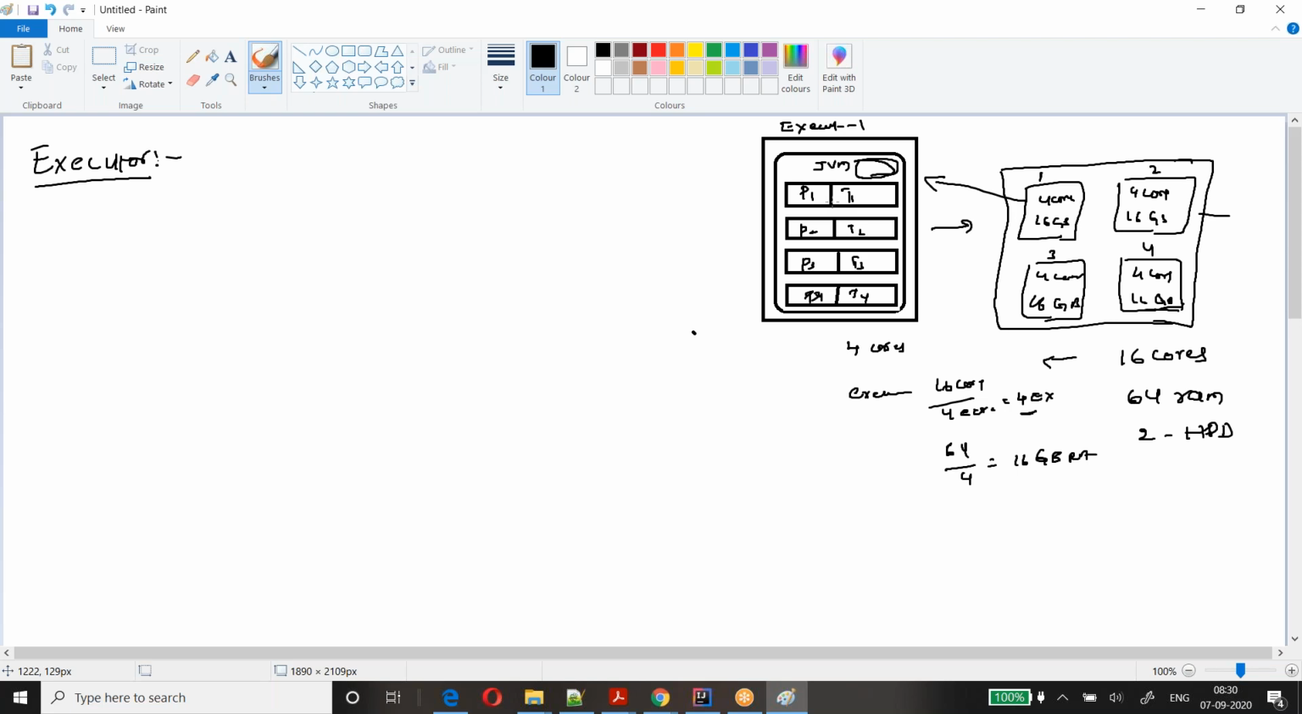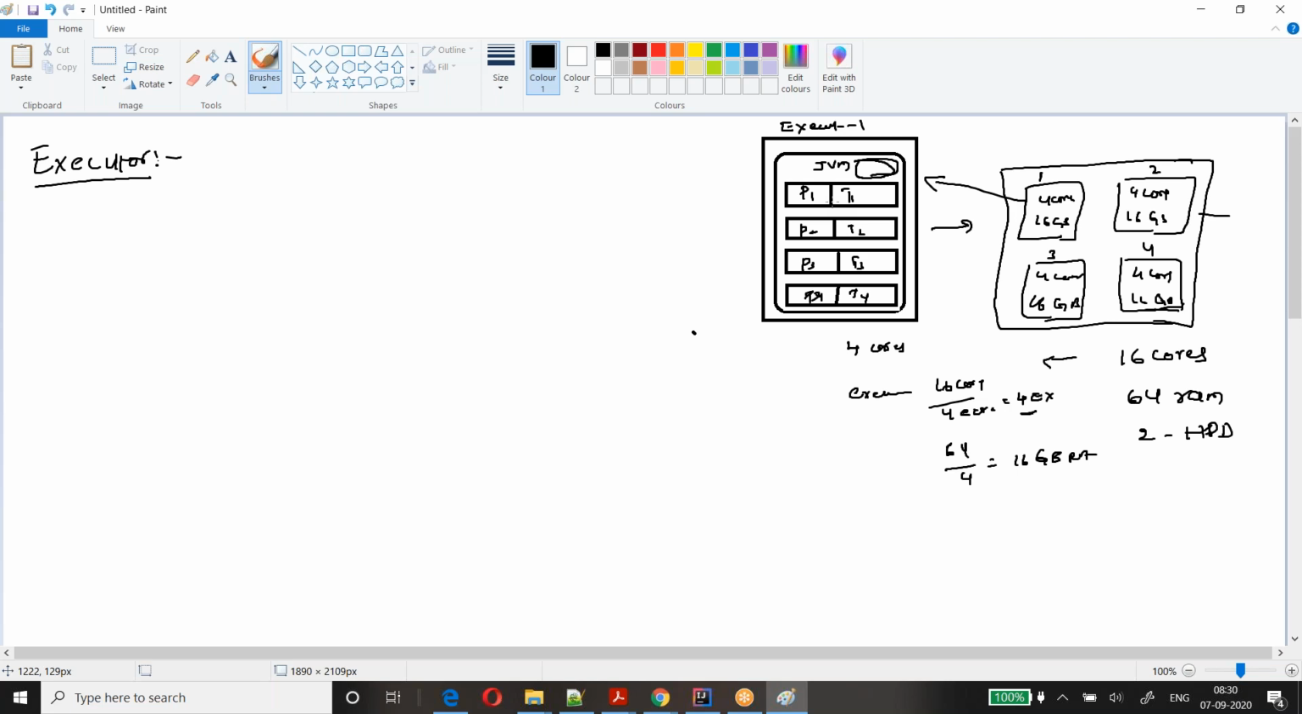Okay. Now let's talk about memory, the most important part. When we allocate some kind of heap memory, we normally allocate 16 GB here. What happens with the 16 GB? Let's talk about that also.